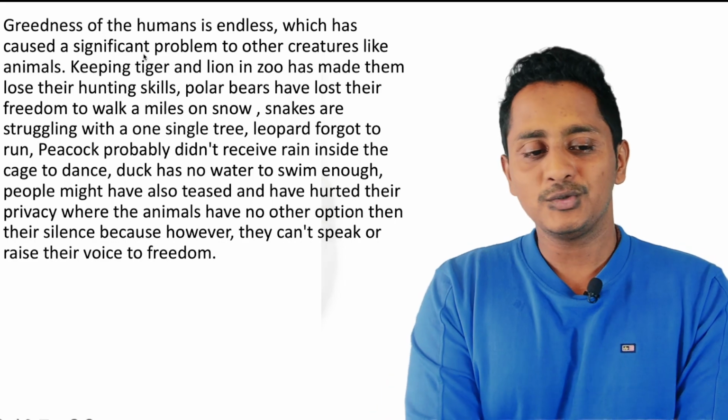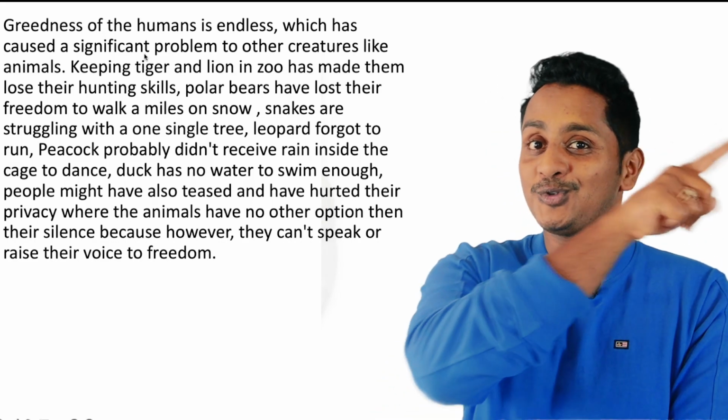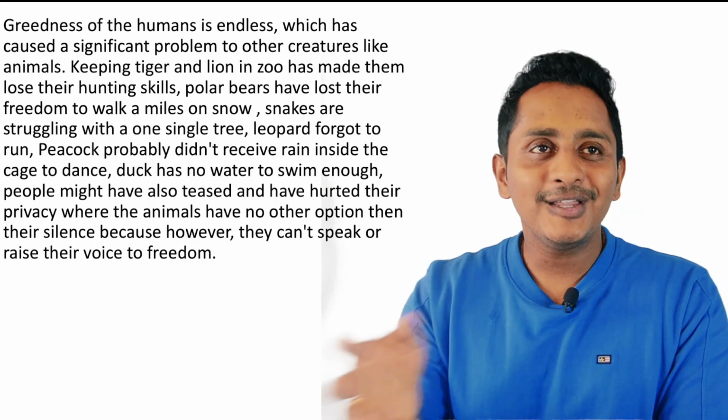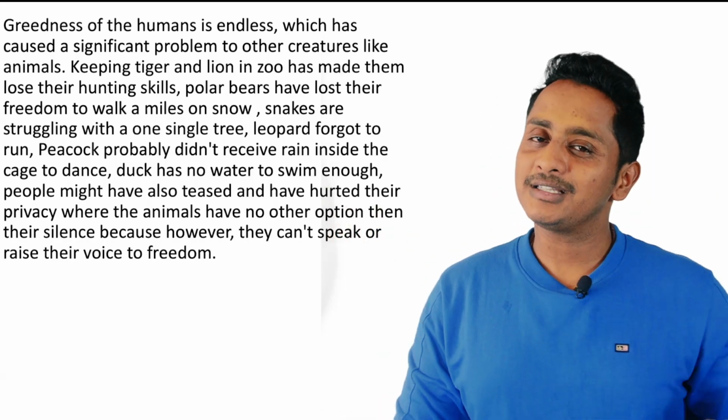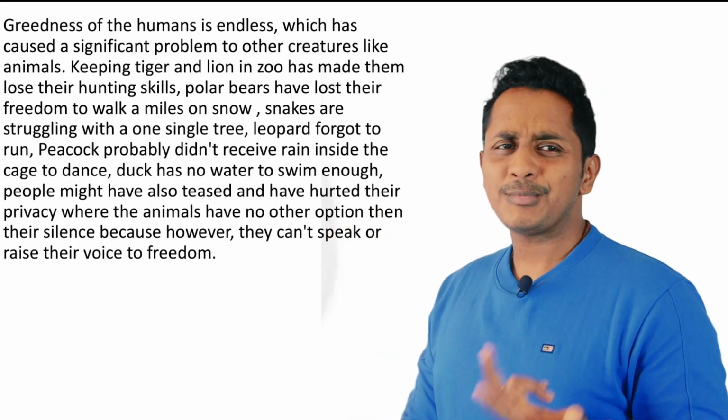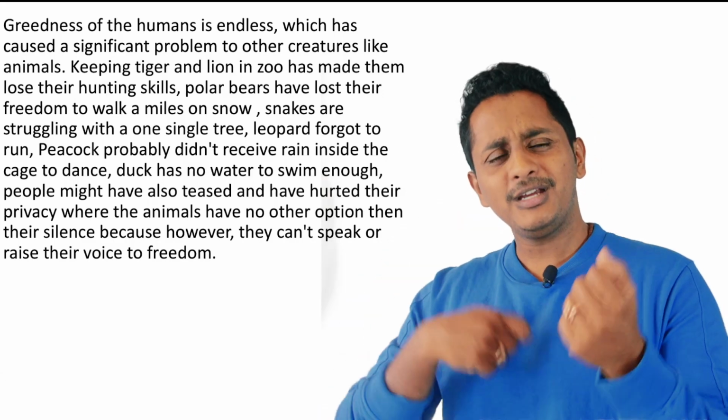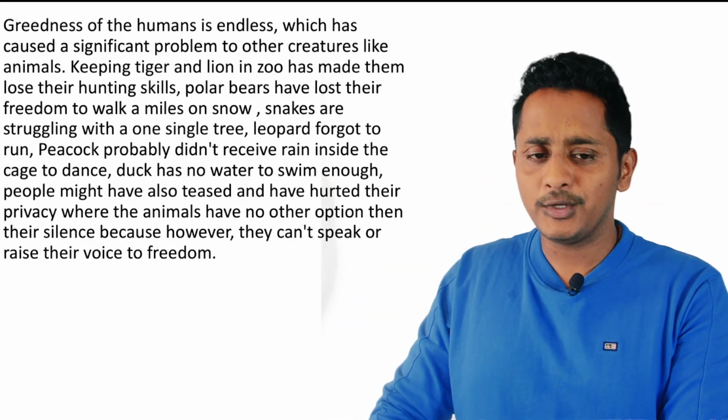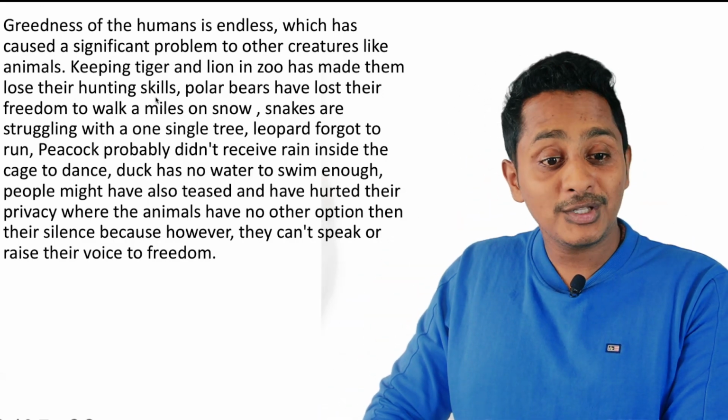Keeping tiger and lion in zoo has made them lose their hunting skills. This was used in the previous paragraph. Continuation. The person has ran out of ideas. Now trying to fool the examiner by again reiterating, beating around the bush. Will not get you any marks. Tigers over, now the person told.